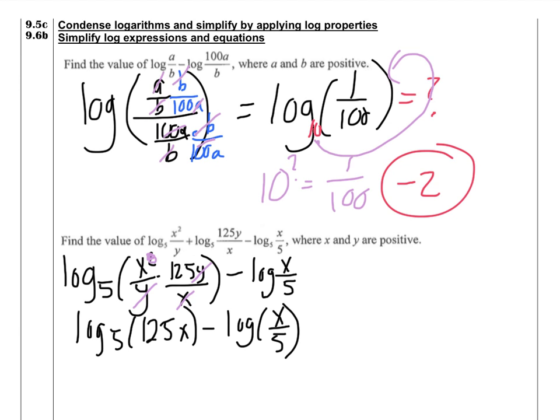So let's now bring subtraction into division. So we're going to have log base 5, 125x divided by x over 5.